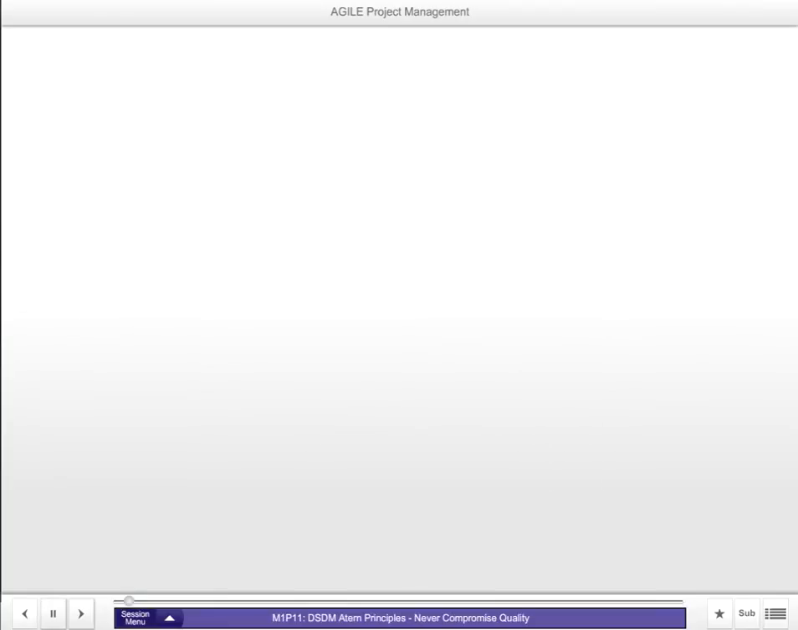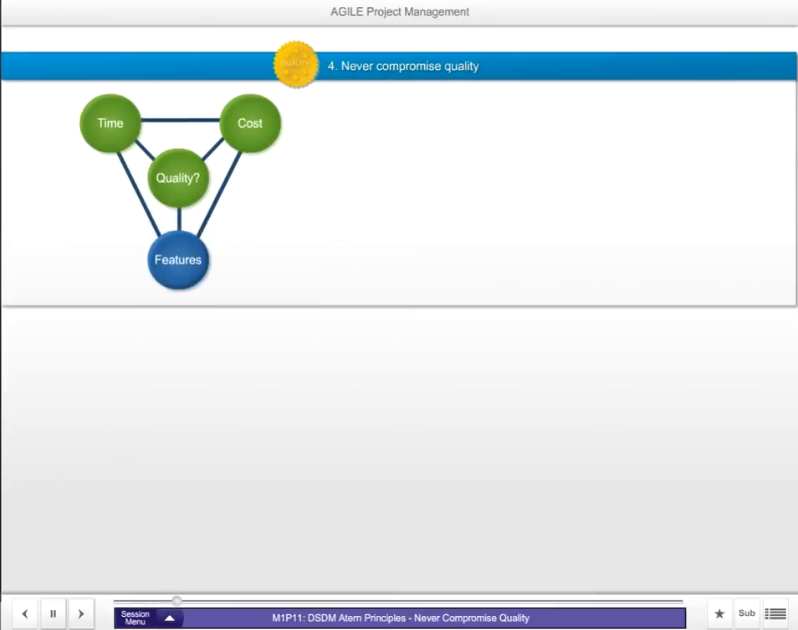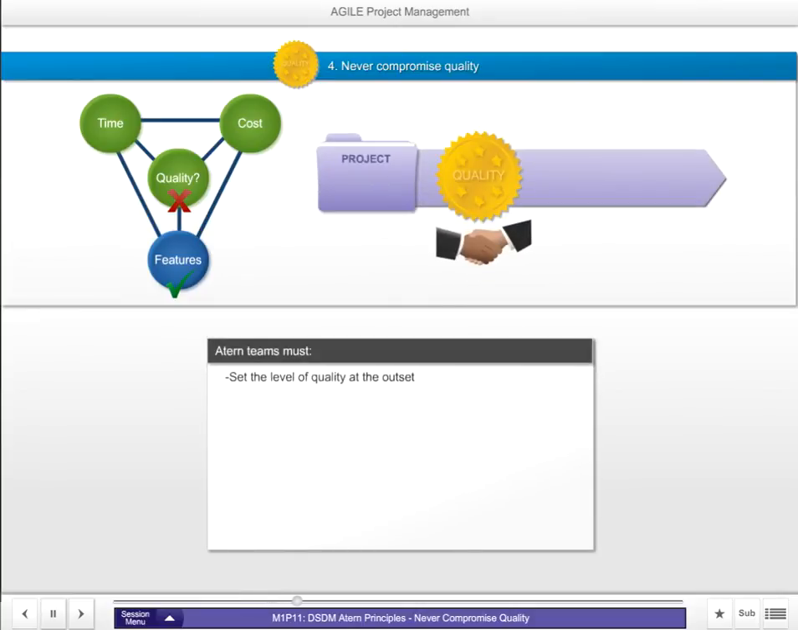ATERN's fourth principle is never compromise quality. Whilst features are viewed as being a possible variable in ATERN, quality certainly is not. The required quality level should be agreed at the start of the project, and all work should be directed at achieving that level. No more, no less.